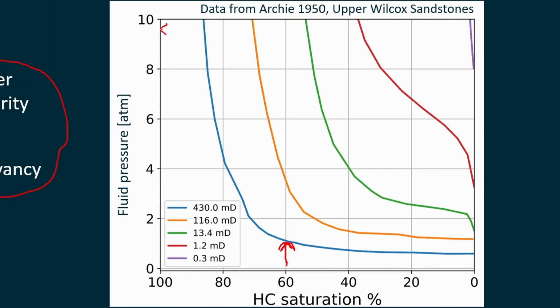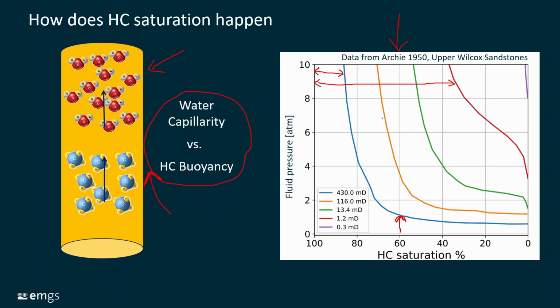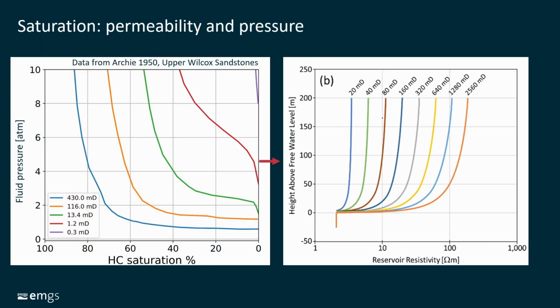So this number here, this distance here, which is the irreducible water saturation, is typically lower for high permeability reservoirs and higher for low permeability reservoirs, and that means you can't quite remove a lot of water from low permeability reservoirs. They keep a lot of water in the pore space because the water can't move.